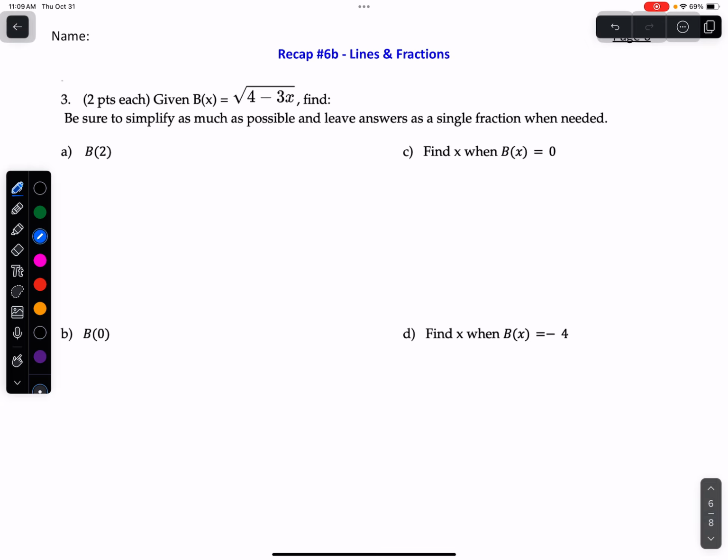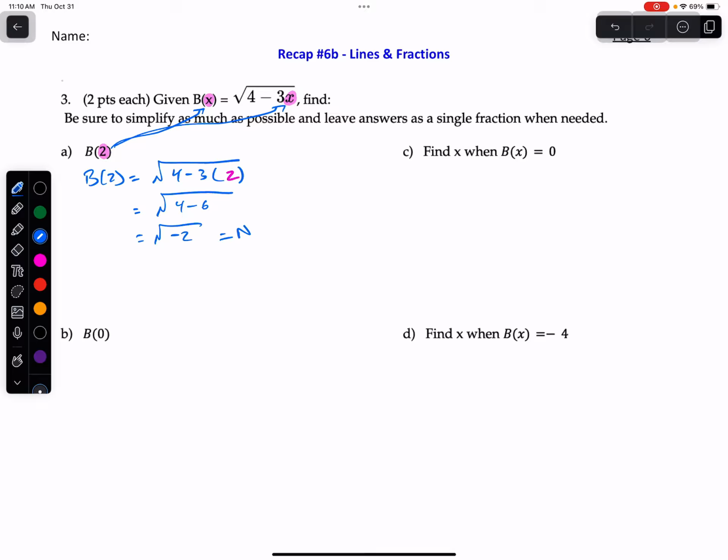Okay, given this function, we realize that this 2 becomes the input now, so it's going to go where that x is. So 2 goes there, and it goes there. So b of 2 means square root of 4 minus 3 times 2, which is square root of 4 minus 6, square root of negative 2, which is not possible.